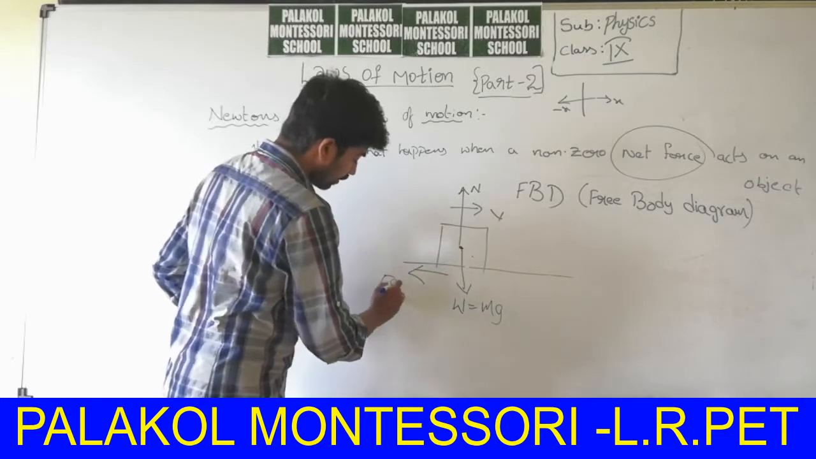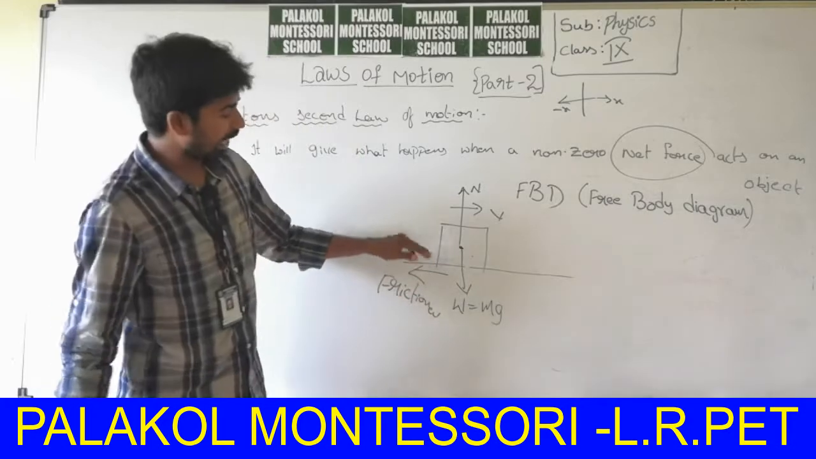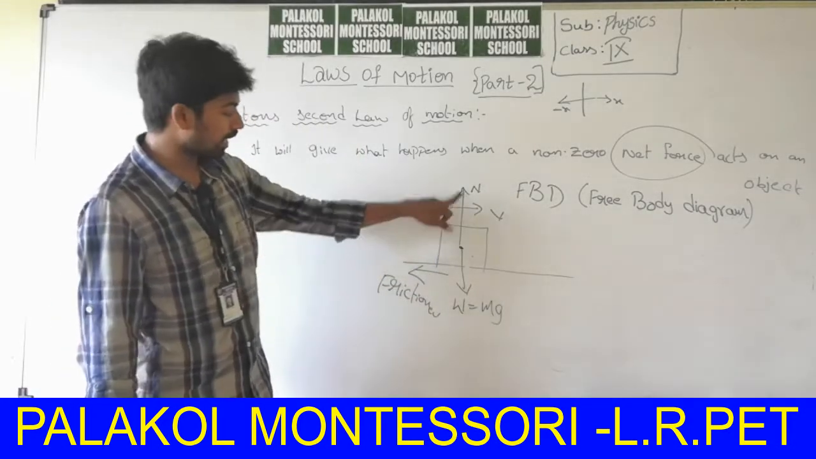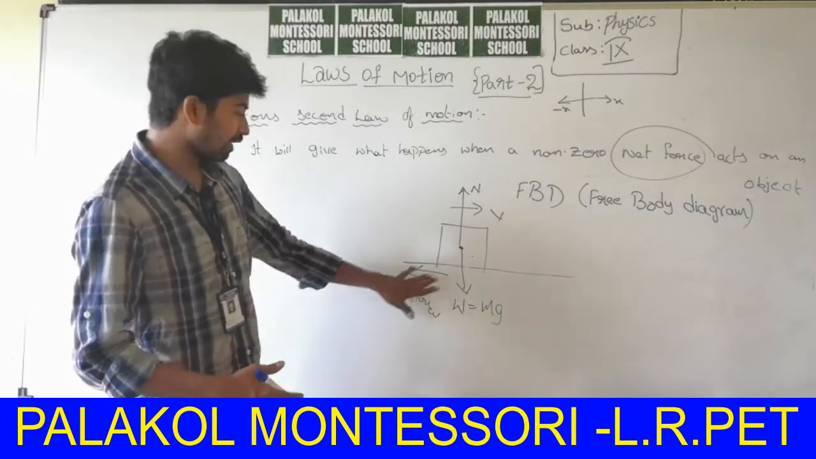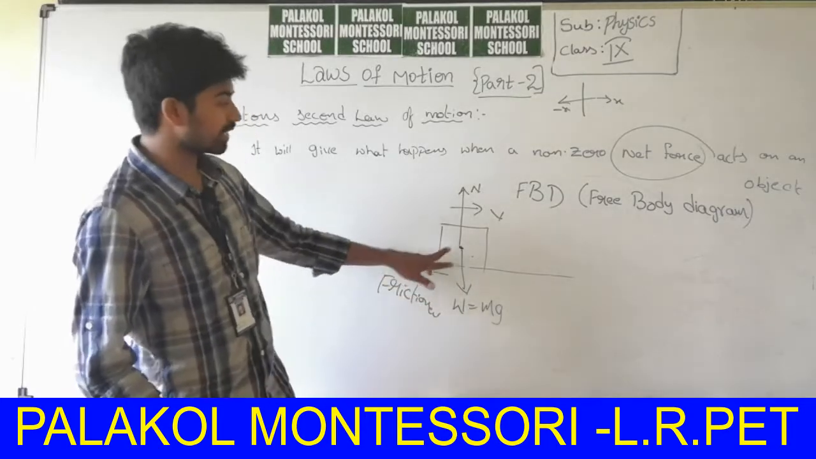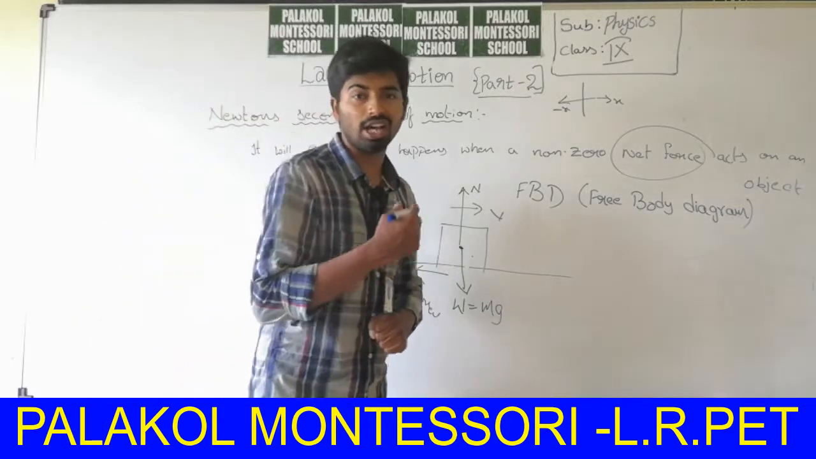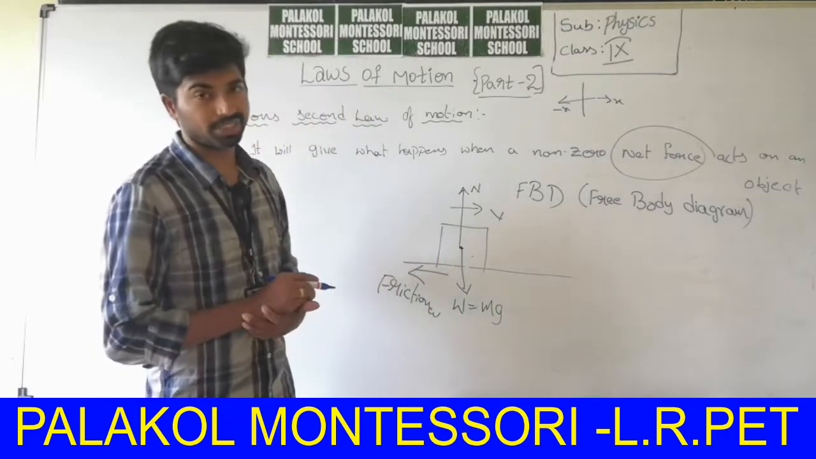This is the frictional force. So, what I have drawn here denotes all the forces acting on this object. How many forces? 1, 2, 3, 3 forces. All the forces acting on the object I have represented here. So, this diagram is nothing but a free body diagram. A free body diagram shows how many forces are acting on the object.